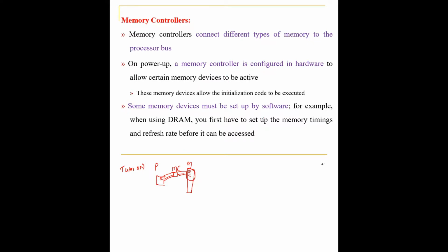Some memory devices must be set up by software. For example, when using DRAM, you have to set up the memory timings and refresh rate before it can be accessed. So basically the function of the memory controller is to control the data that is stored in the memory. How the data from the memory goes to the processor, how the data is stored in the memory, how the data is made permanent, how the access rate is controlled, when it has to be given the refreshing pulses, all that is controlled by the memory controller.